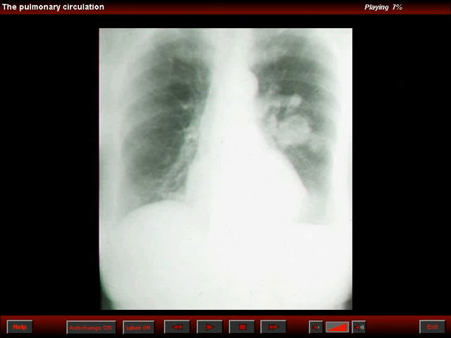This is a typical large left arteriovenous malformation. Note that there is a large supplying artery as well as a large draining vein, and that the mass is noted next to the left hilus. The connection of the mass to the pulmonary vasculature is pathognomonic for a pulmonary arteriovenous malformation.